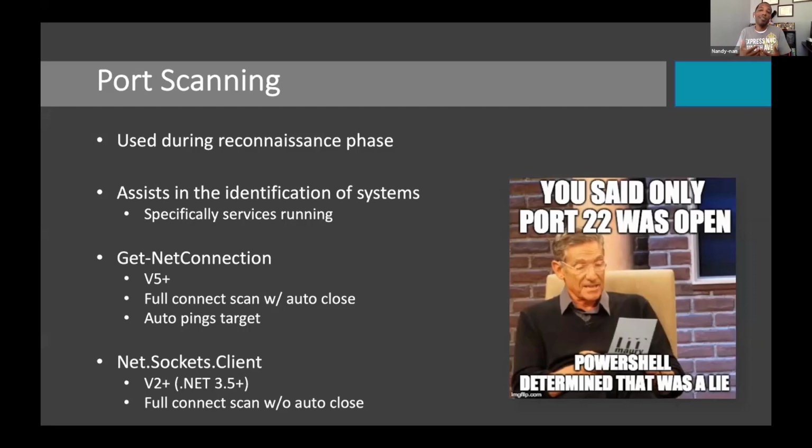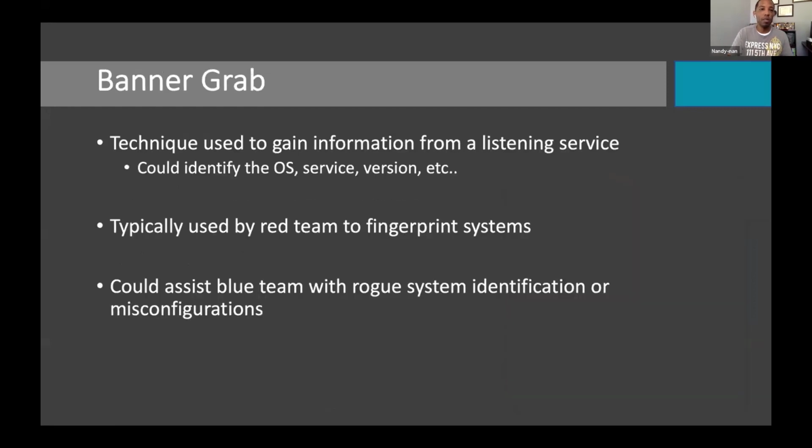We could utilize the Net Sockets client class from .NET. This works with version 2 or newer because we have the .NET framework 3.5. This is going to do a full scan, but it leaves the connection open, so we actually need to go in there and close it when we're done with it. We can also do some banner grabs. This is great because maybe I don't have Telnet on my machine. That becomes a method I use to do banner grabs, or Nmap, or whatever the case. I can just take PowerShell that's already there and start banner grabbing across.